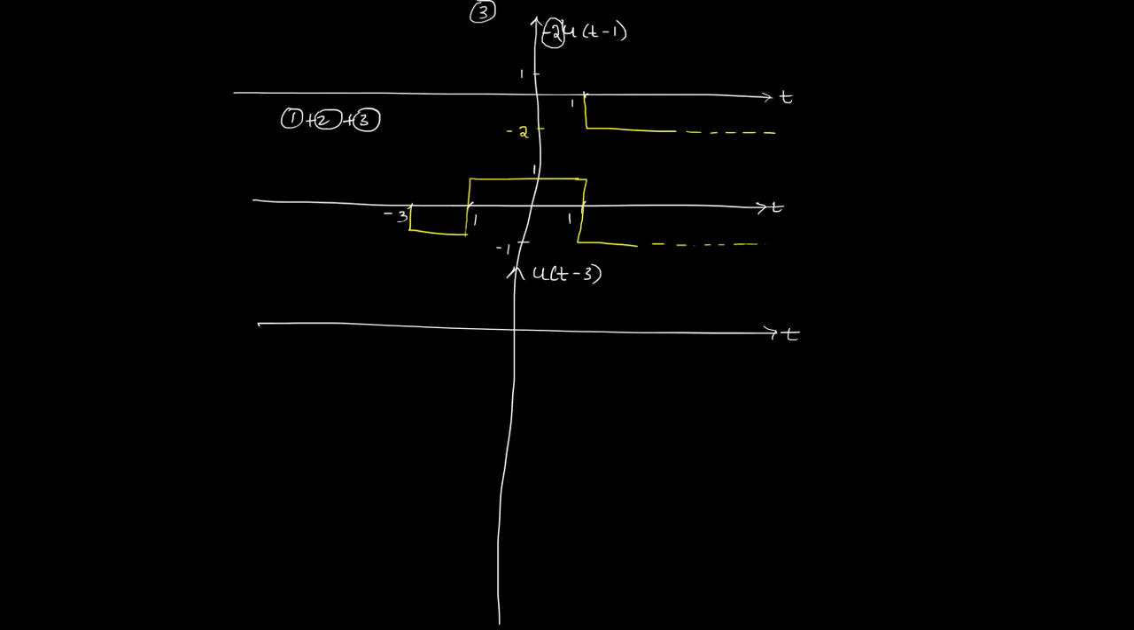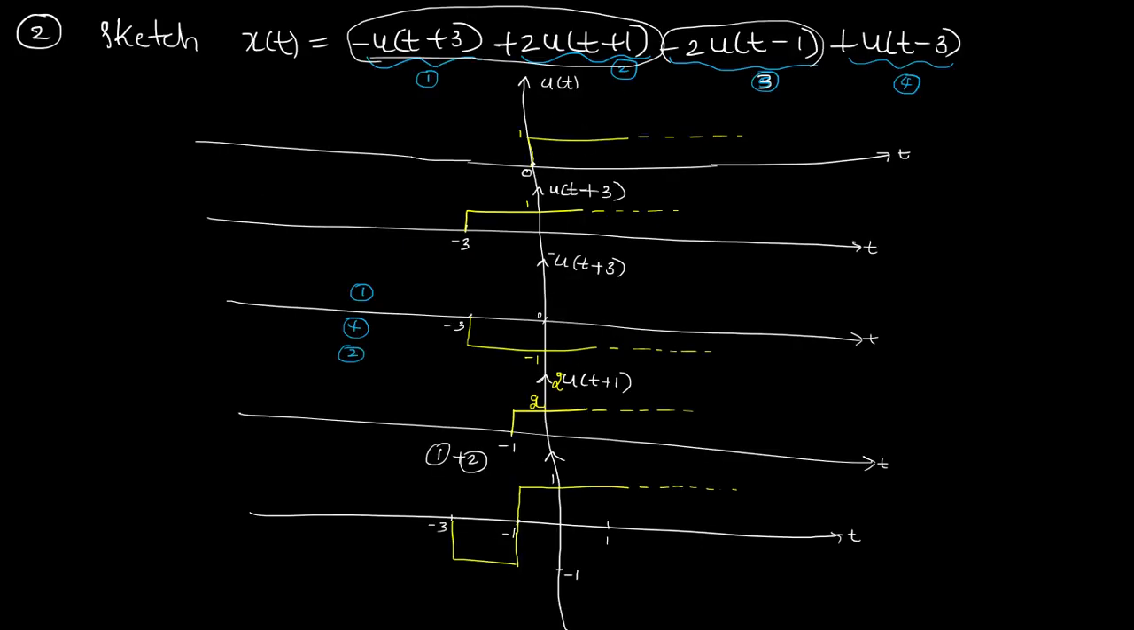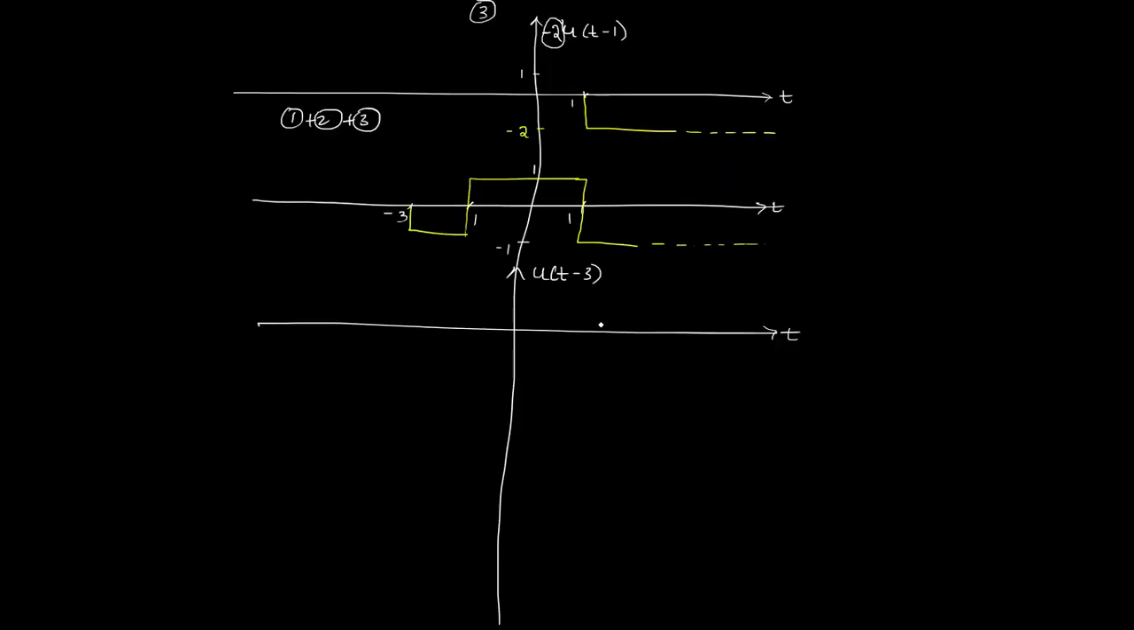So I am sketching u of t minus 3. From where do I have to write? Actually this is my u of t starting from 0. u of t minus 3 means right shifting by 3 units. 0 will go to 3. So my signal u of t minus 3 will start from 3 with amplitude 1 only. And now this is my fourth signal.